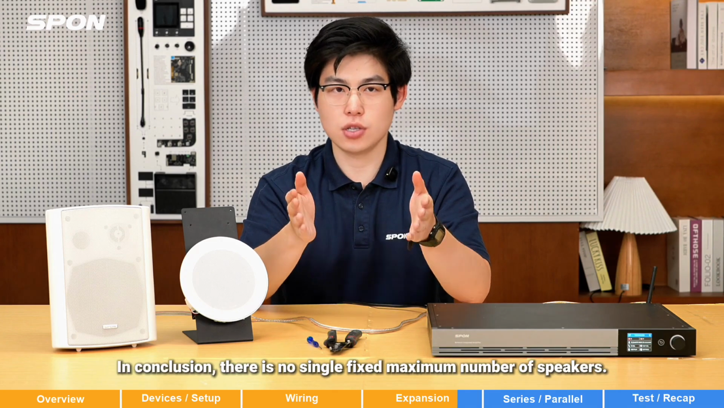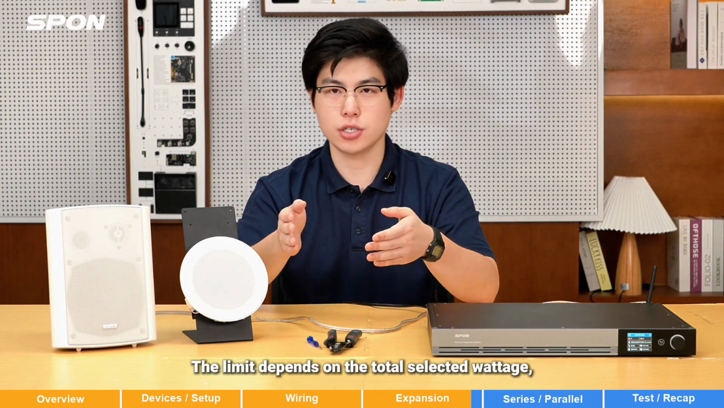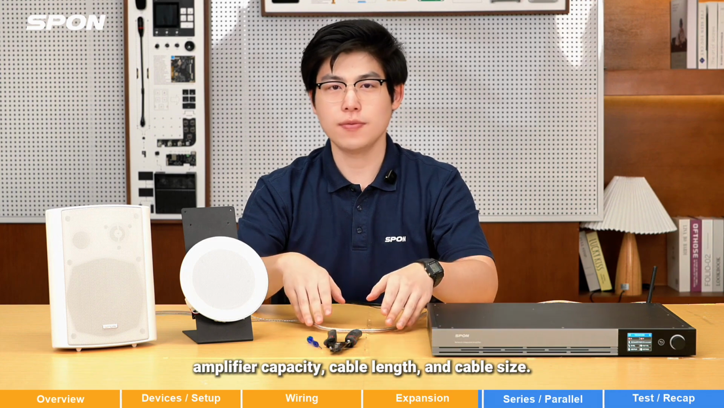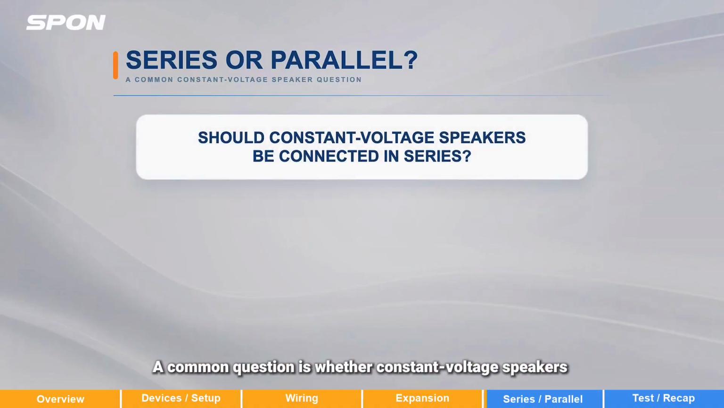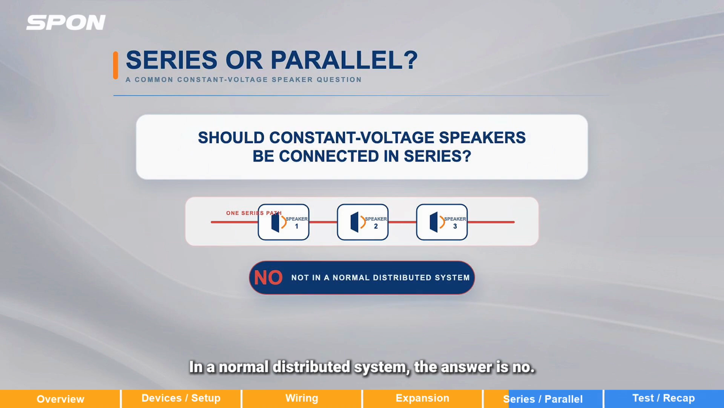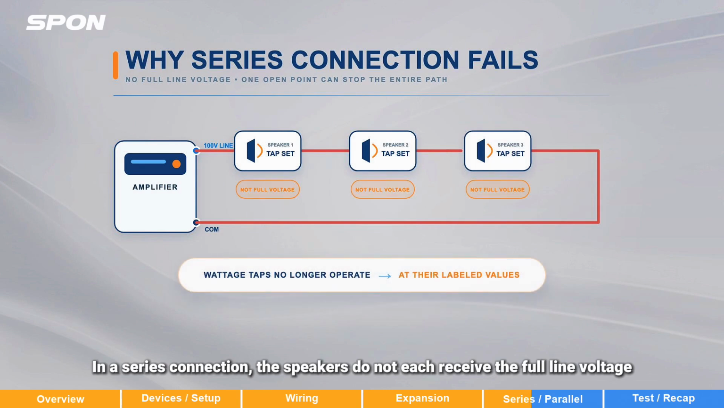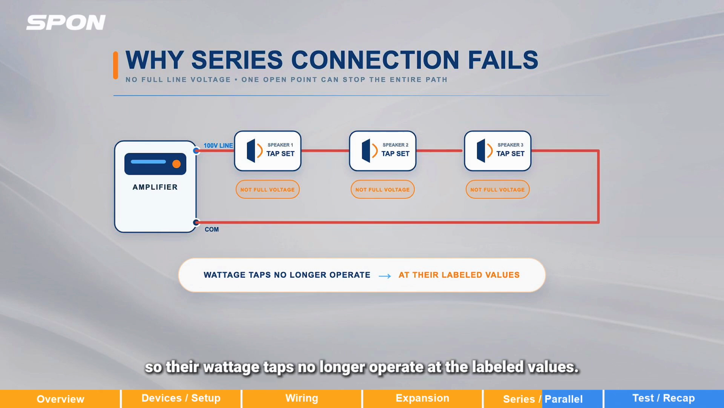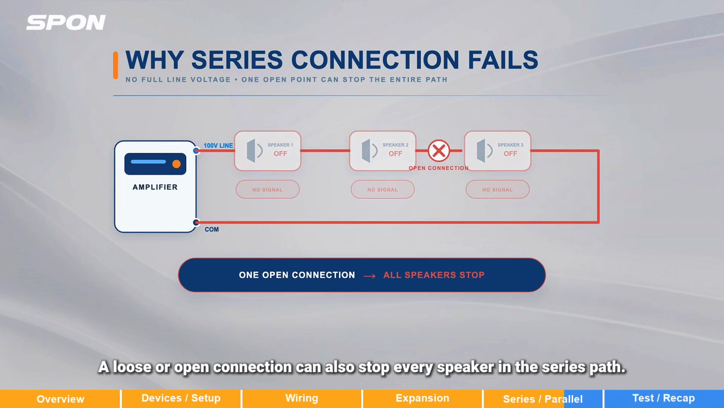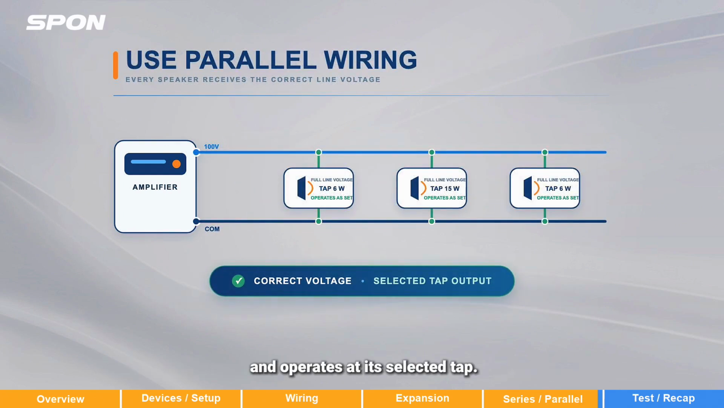So in conclusion, there's no single fixed maximum number of speakers. The limit depends on the total select wattage, amplifier capacity, cable length, and cable size. A common question is whether constant voltage speakers should be connected in series. In a normal distributed system, the answer is no. In series connection, the speakers do not each receive the full line voltage, so their select wattage tabs no longer operate at the label values. A loose or open connection can also stop every speaker in the series path. Use parallel wiring so every speaker receives the correct line voltage and works at its select tab.